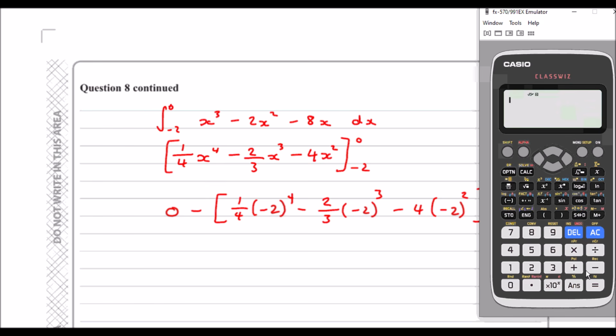So we want 0 take away 1/4 of negative 2 to the power of 4, minus 2/3 times negative 2 cubed, minus 4 times negative 2 squared. And we've got 20 over 3, which is what we wanted.